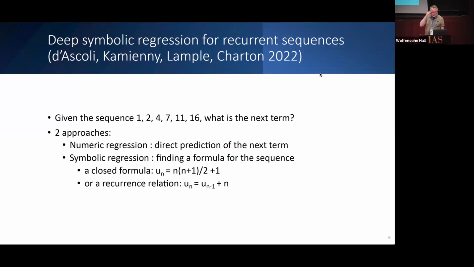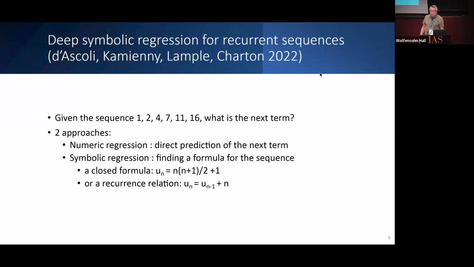When you think of it, there are 2 ways to do that. There's a numeric regression approach, the time series approach. You look at the numbers very hard and you predict the next one. So you want a function from the input to the output. But that's not what we humans do. We typically do symbolic regression. We look for a formula that accounts for the sequence. It could be a closed formula, or more probably, if you did it right now, you probably found a recurrence relation, and you use this recurrence relation to find the solution.